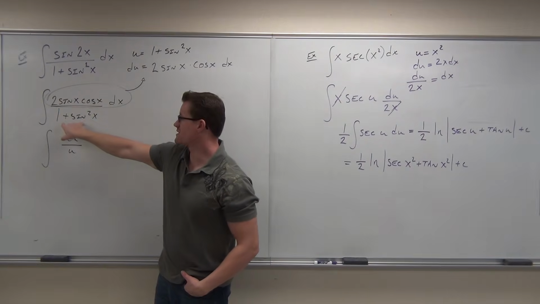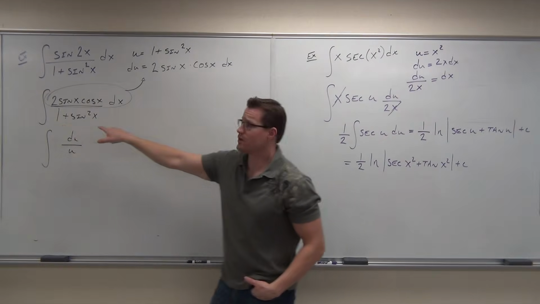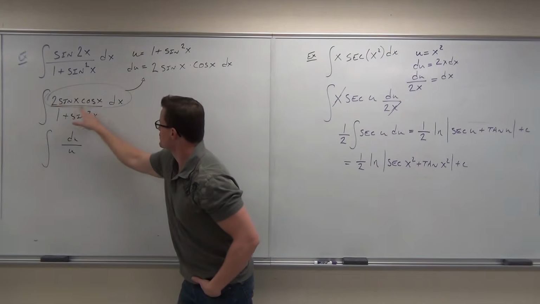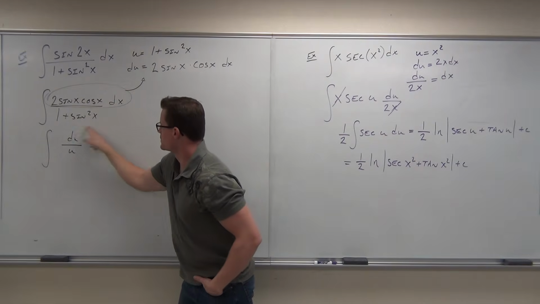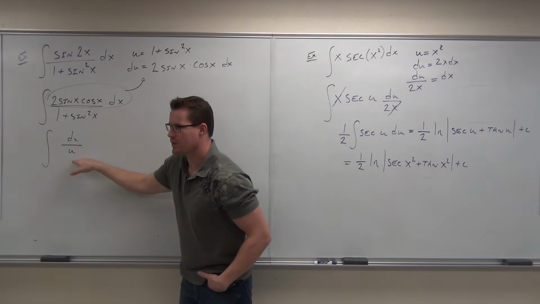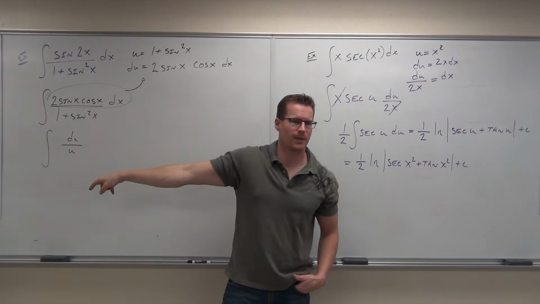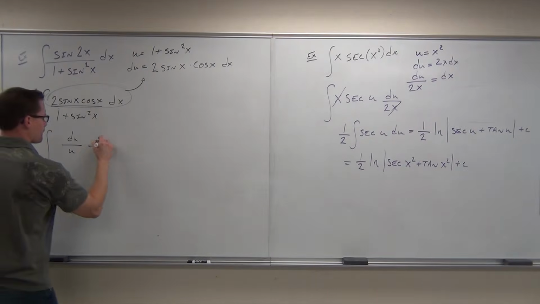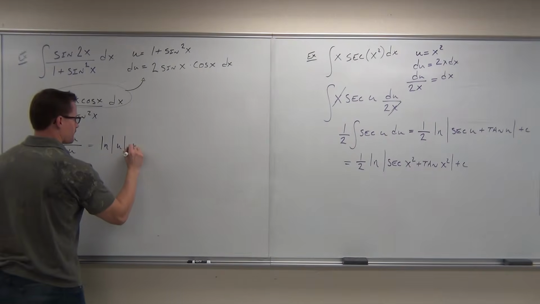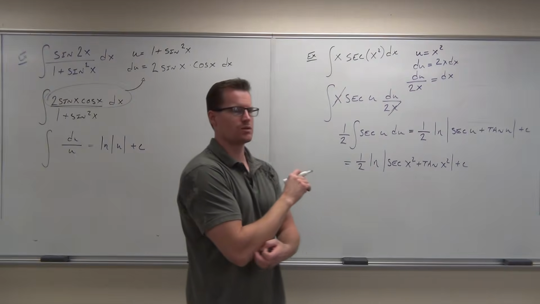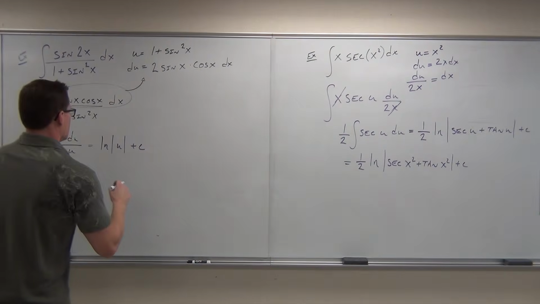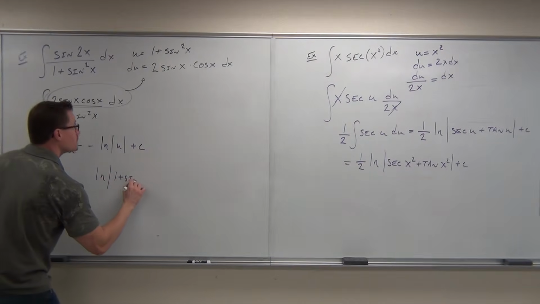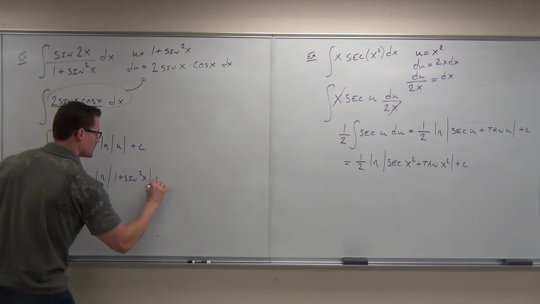Are you okay with picking this as your u? If you are, then the derivative is 2 sin x cosine x. That's literally exactly what we have here. So this piece becomes du, this piece becomes u, and that's a really, really easy integral. How much is that integral? ln of the absolute value. Yep. We got one more thing to do. We're going to put the u back. So final answer, ln absolute value 1 plus sine squared x plus c.